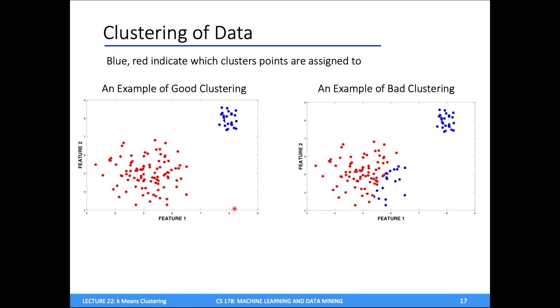I can, of course, just randomly assign labels, but this is not going to do a very good job. I'm going to have some bad clustering. And ideally what I want is to separate these two clusters automatically.